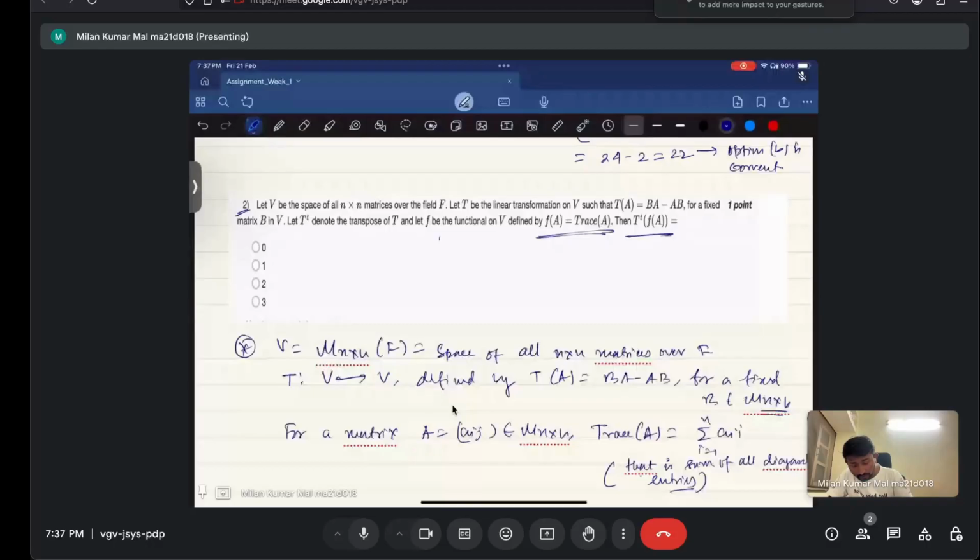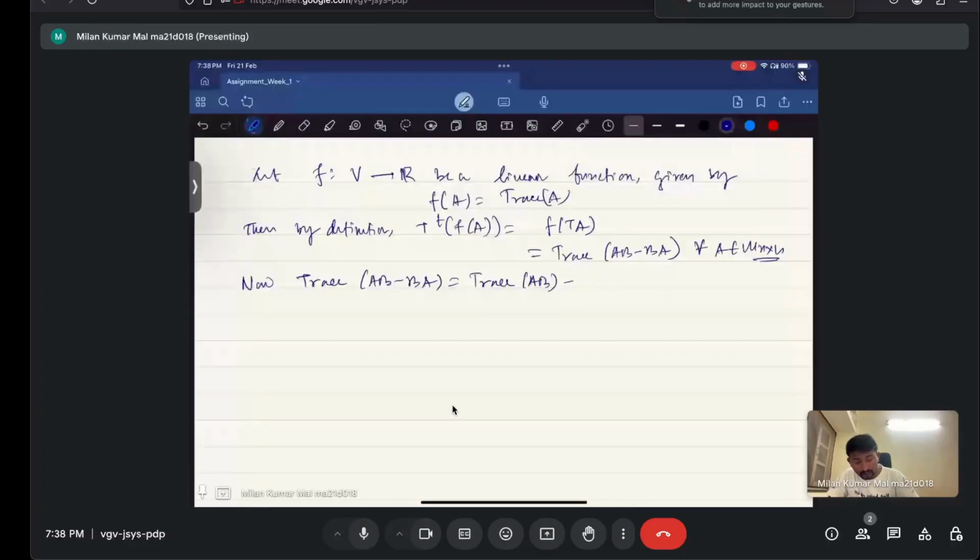Trace of AB minus BA is equal to trace of AB minus trace of BA. This can be written as the summation of i equals 1 to n, summation of k equals 1 to n of a_ik b_ki, minus the summation of, with a new index, j equals 1 to n, summation of k equals 1 to n of b_jk a_kj. This can be written.